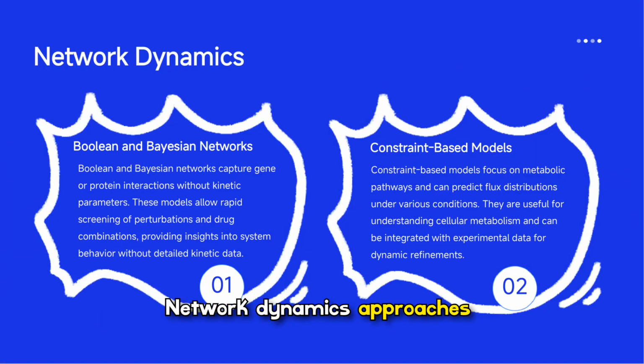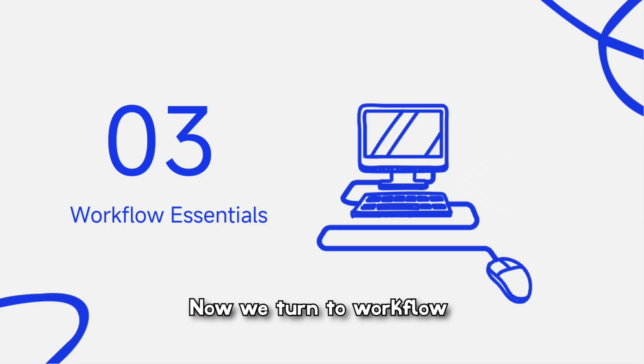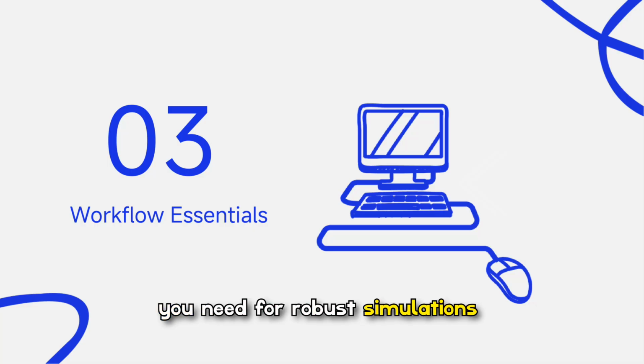Network dynamics approaches capture interactions without requiring detailed kinetics. Boolean and Bayesian networks are great for rapid screening of gene or protein interactions and drug perturbations when kinetic data are scarce, while constraint-based models focus on metabolic fluxes and can predict pathway usage under different conditions, often integrating experimental data for refinement. Now we turn to workflow essentials, the practical steps you need for robust simulations.